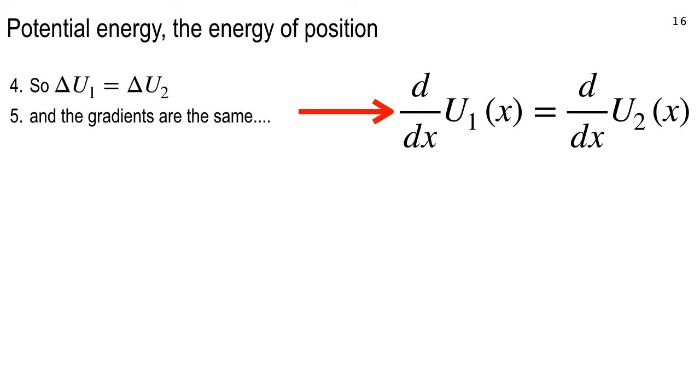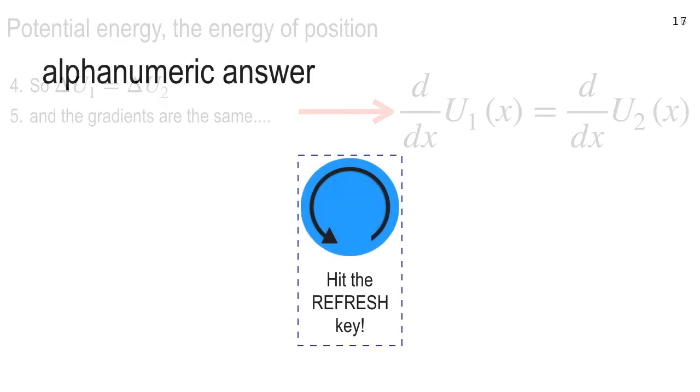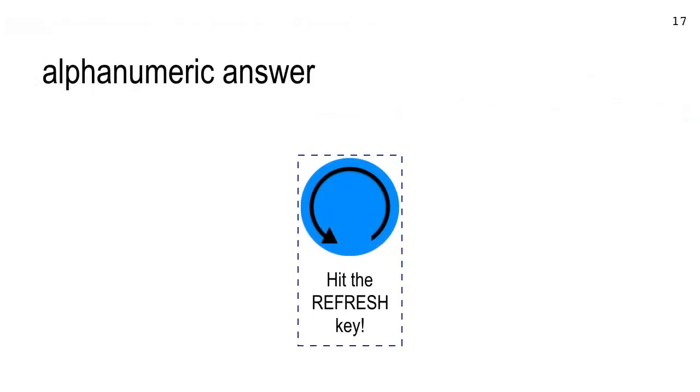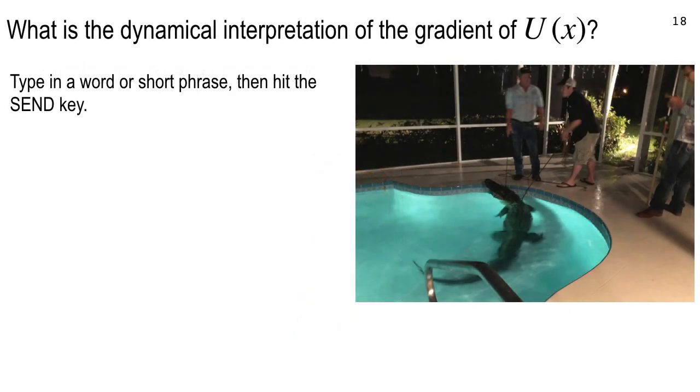Now turn on your clicker and let's do an alphanumeric answer question. Let me switch this over to alphanumeric. Okay, and this is related to this question. Type in a word or a short phrase and then hit the send key. What is the dynamical interpretation of the gradient of u of x? Oh, let me turn this on. Hold on. All right, hit your refresh key one more time.